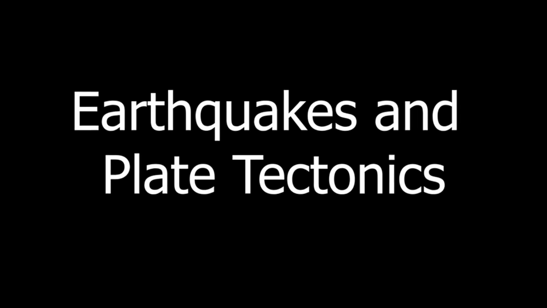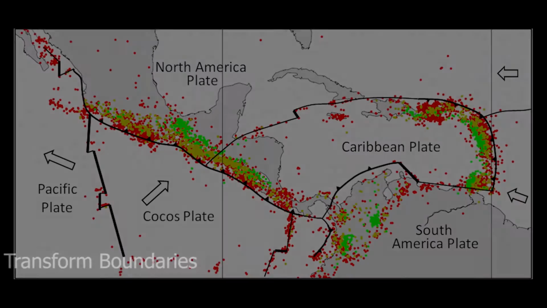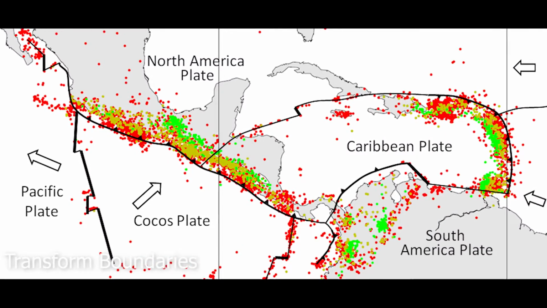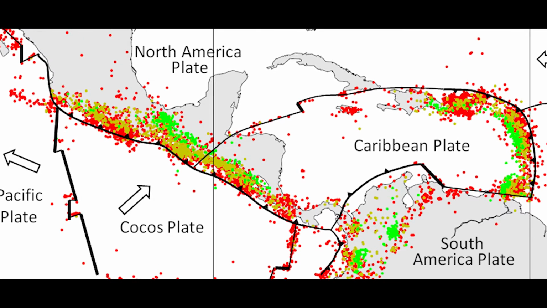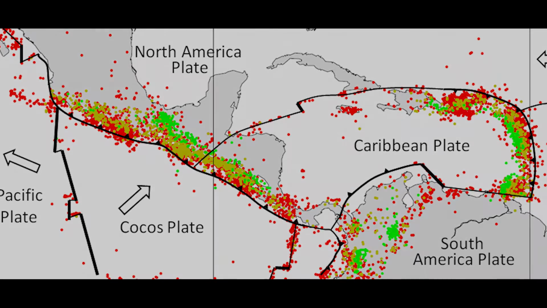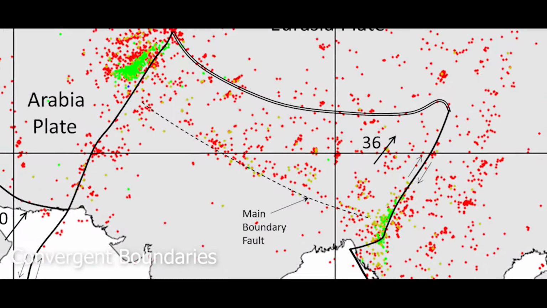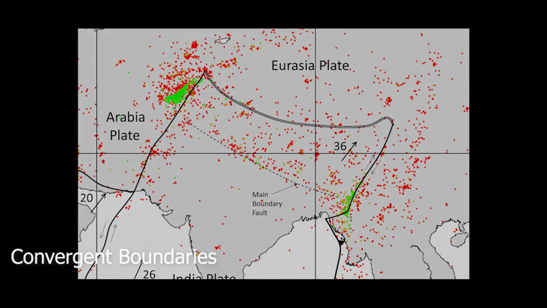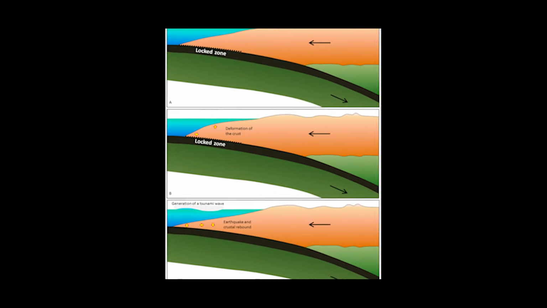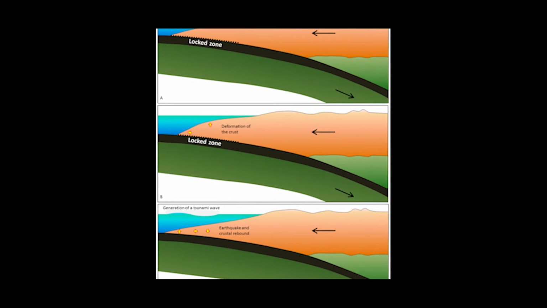Earthquakes and plate tectonics. Most earthquakes take place at or near plate boundaries, especially at transform boundaries, where most quakes are at less than 30 kilometers depth, and at convergent boundaries, where they can be at well over 100 kilometers at depth. The largest earthquakes happen at subduction zones, typically in the upper section where the rock is relatively cool.